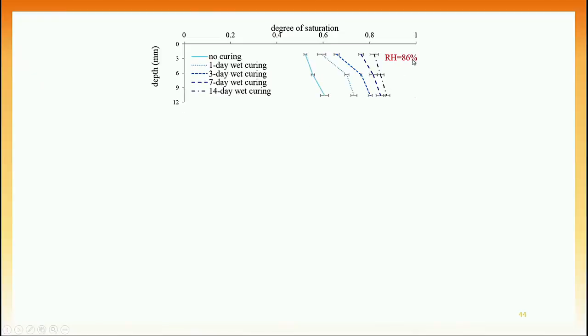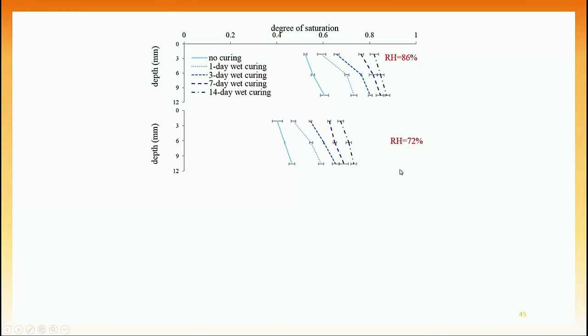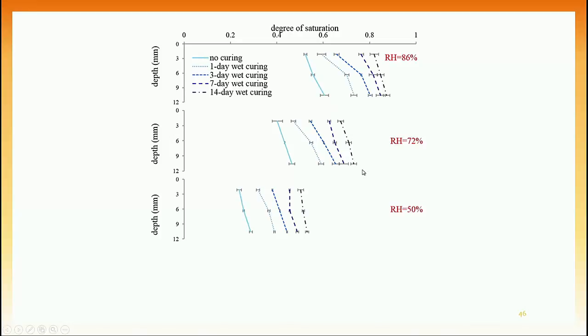For example, for the highest humidity that I used to monitor the cylinders, as you increase the wet curing duration, the degree of saturation is also increased at all depths, and also there's a statistical difference between the top and the bottom degree of saturation in the samples. When you decrease the relative humidity, the degree of saturation is also decreased.